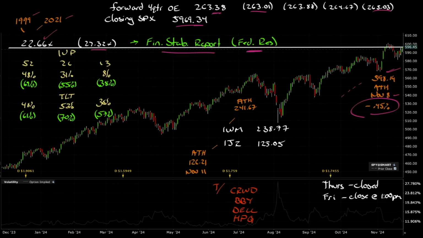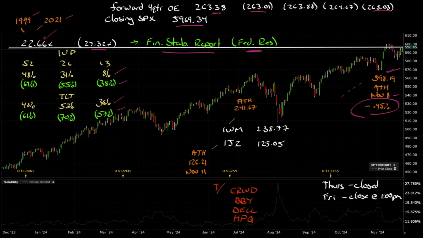Implied volatility drifting away, suggesting going into the close on Friday, there was no fear. 8% on the 13 weeks, the 8th percentile, down from the 38th, and TLT at the 38th percentile, down from the 57th percentile on implied volatility.